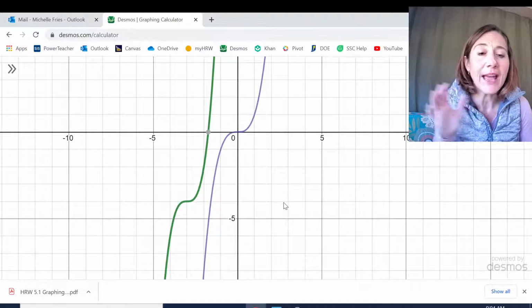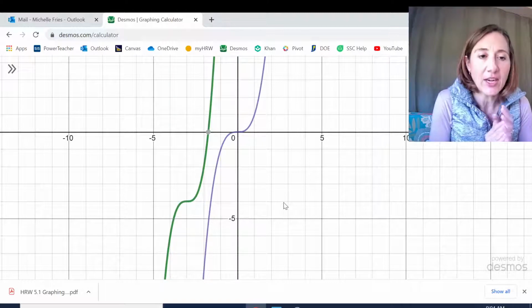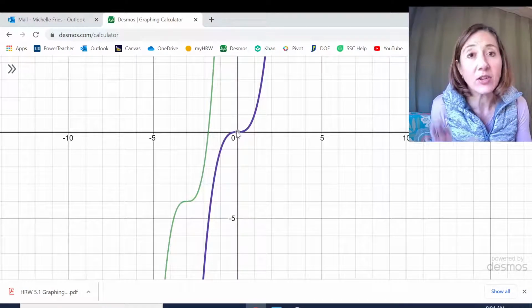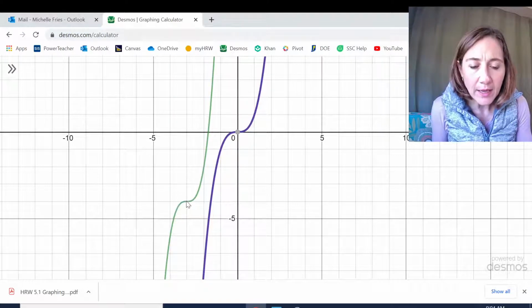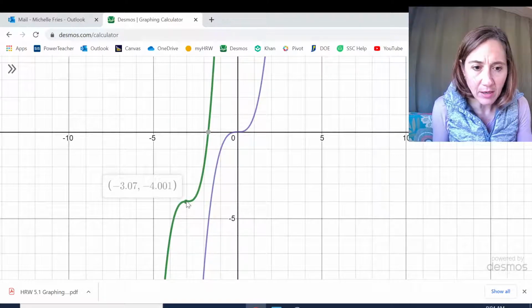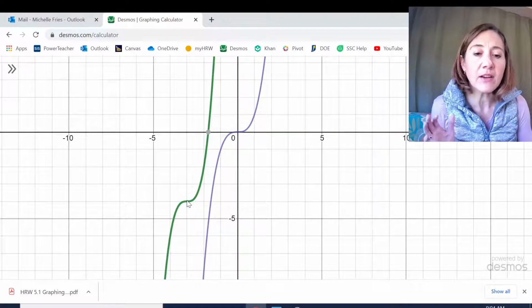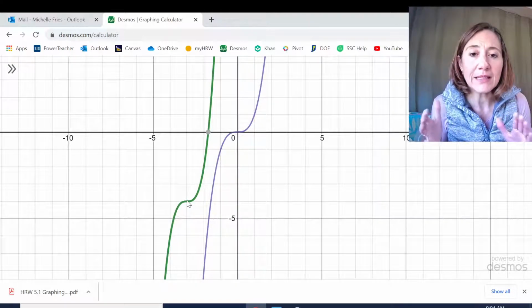So the first thing I want to look at is how much is it shifted left or right, and up and down, because those will establish our h and k values. So my purple one is centered at the origin. The parent function always starts at 0, 0. But my green one, the inflection point is down here. It's supposed to be at -3. Okay, it's at -3, -4. So that means I must have shifted 3 units to the left and 4 units down.